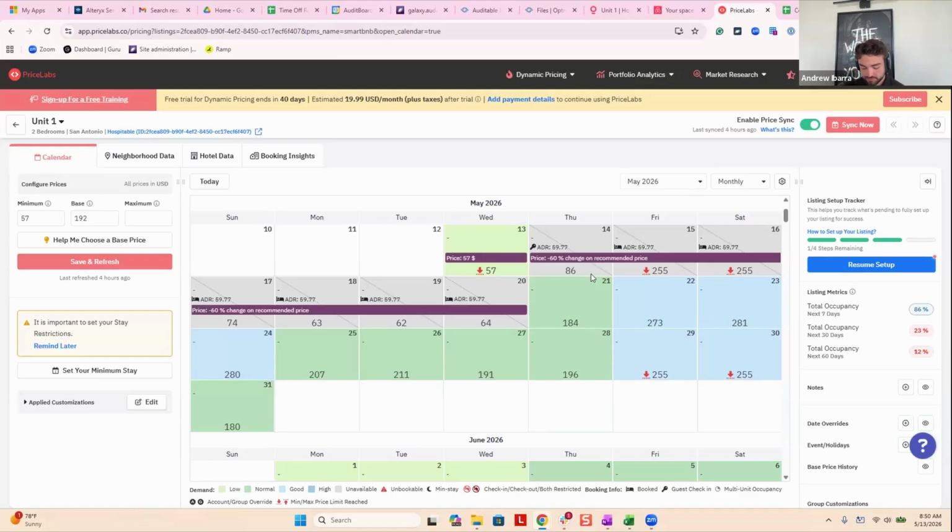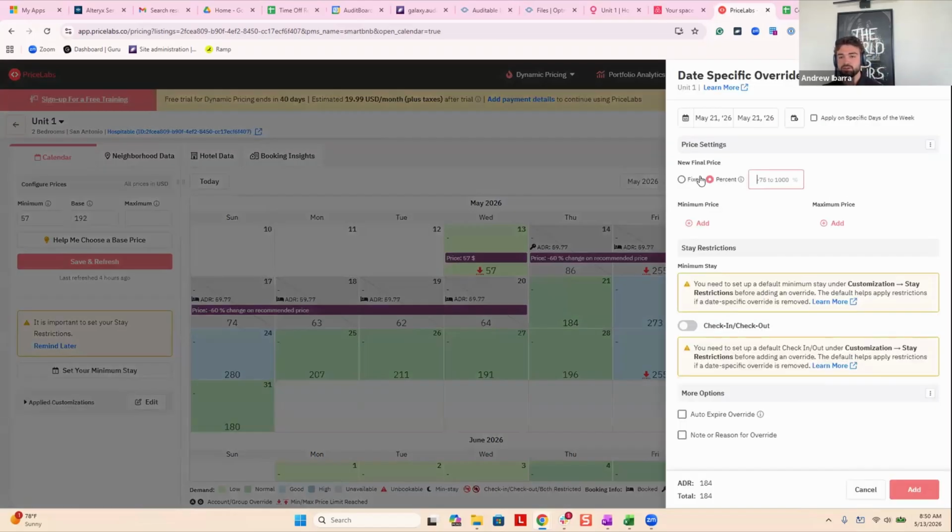Okay, got it. So let's go ahead and put no discount on, and let's put a fixed rate on the 21st of 91. Why are we putting a fixed rate of 91 on this day?